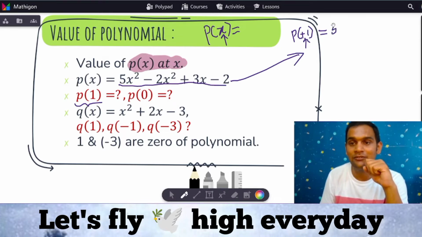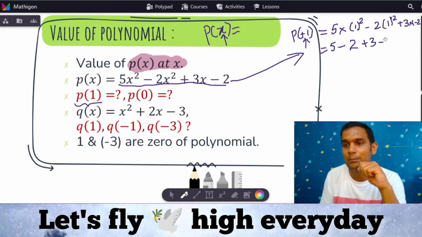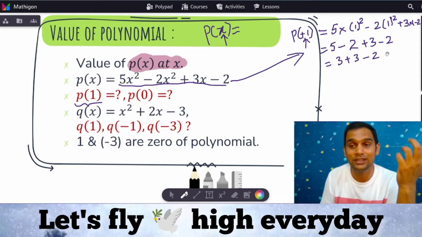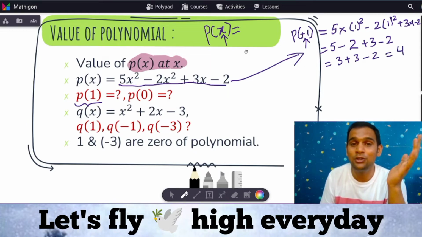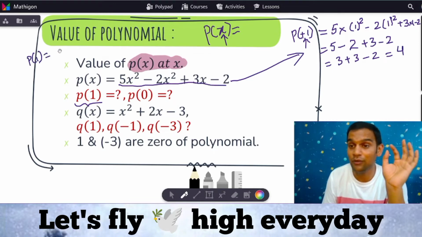So that becomes 5 times x square. Instead of x square, we'll get 1 square, minus 2 times 1 square, plus 3 times 1, minus 2. So 1 square is nothing but 1. So 5 times 1 is 5. Minus 2 times 1 is 2. Plus 3 times 1 is 3, minus 2. Yes? So 5 minus 2 is 3, plus 3, minus 2. 3 plus 3 is 6, minus 2 is 4. So the value of p of 1 in this particular polynomial, p of 1 equals 4.